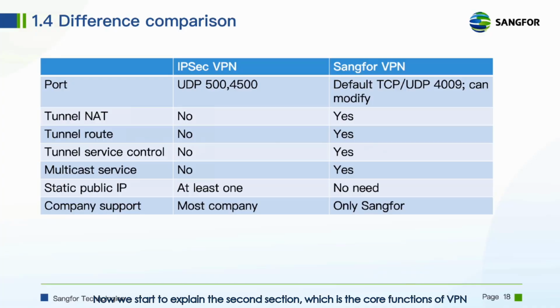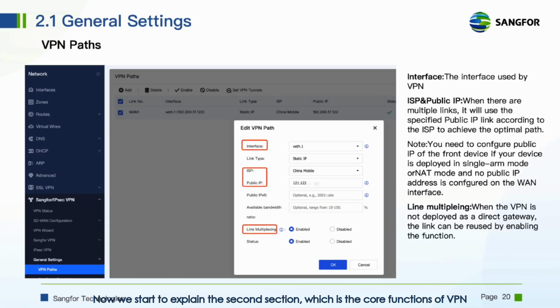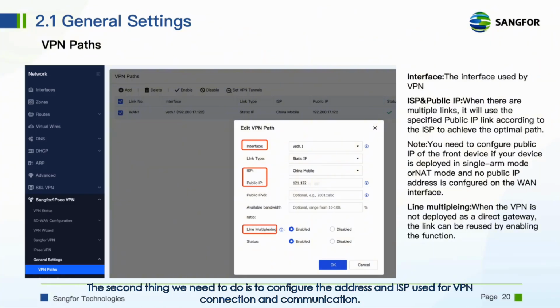Now we start to explain the second section, which is the core functions of VPN. First, let's talk about the general configuration of VPN. Here we need to configure the interface and select the interface to use for the VPN tunnel. The second thing we need to do is to configure the address and ISP used for VPN connection and communication.